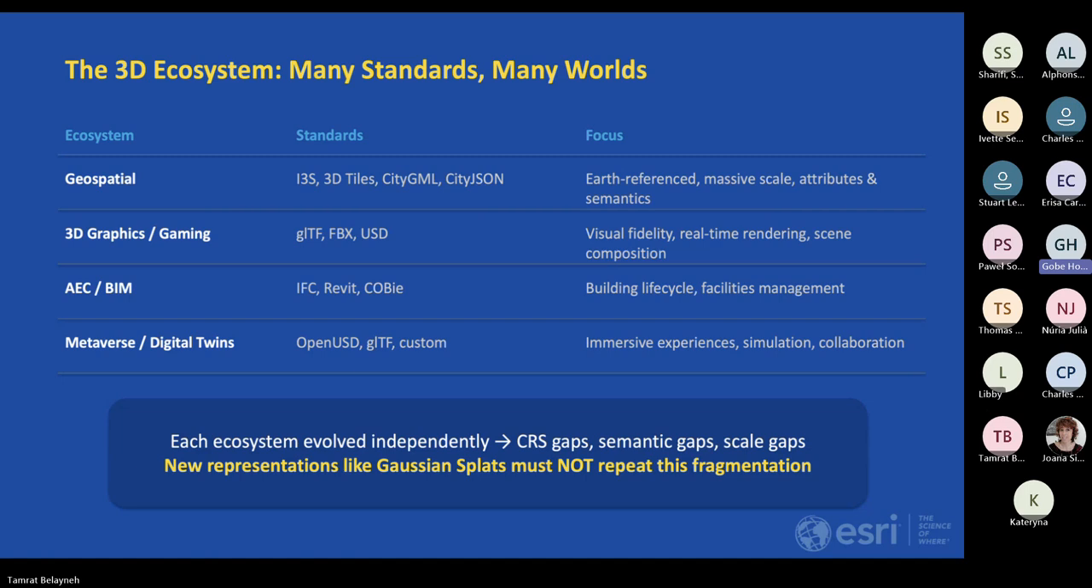So the thinking when we're working with Gaussian splats is that, hopefully this fragmentation is not going to repeat again, where each ecosystem evolves on its own, and then there is commonality, but it's always hard to fuse it and work together. And this is what we're trying to do, right? By bringing some of these features in 3D Tiles to glTF, for example.